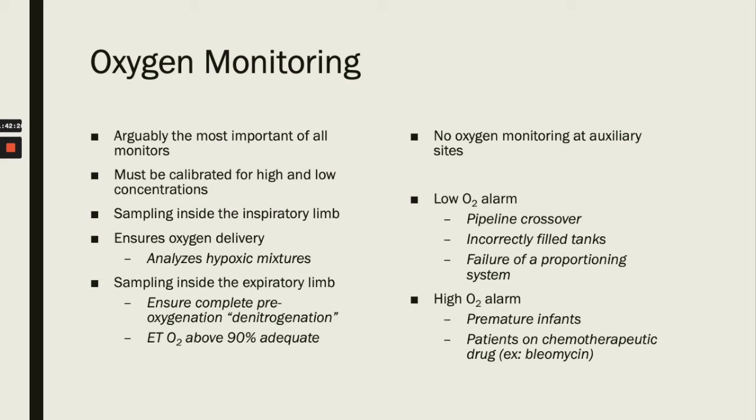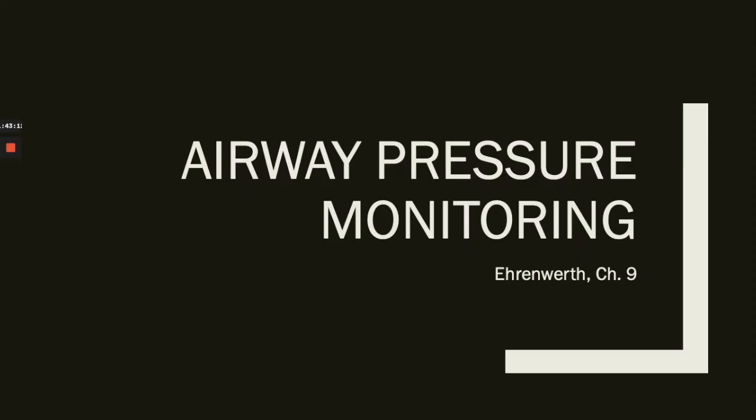High O2 alarms, these high oxygen concentration alarms, are important when caring for infants or patients that are getting treated with chemotherapeutic drugs who are susceptible to oxygen toxicity. So premature infants, it's not good for them to have excessively high concentrations of oxygen, or for patients that are getting chemotherapy drugs. Okay, so air pressure monitoring.